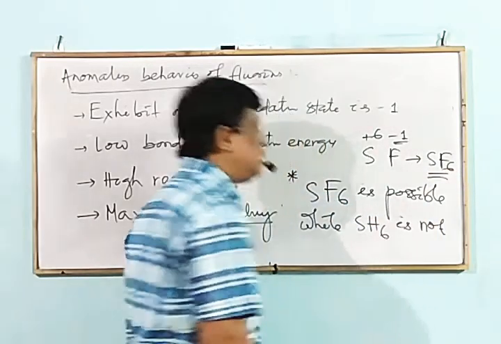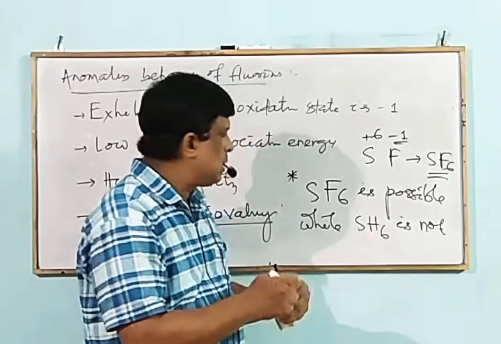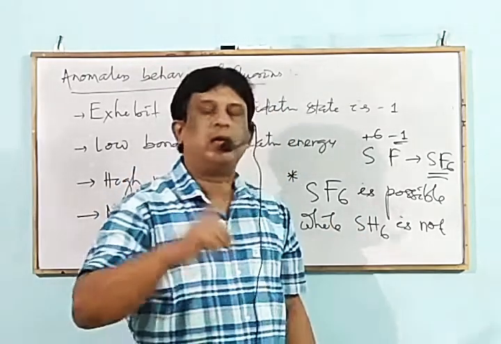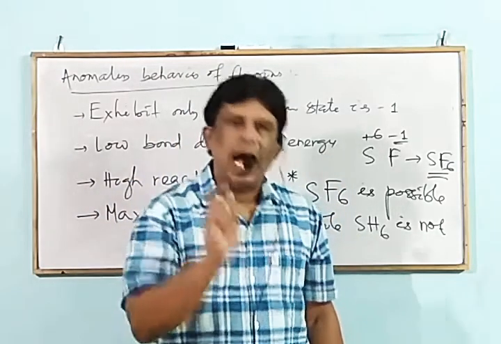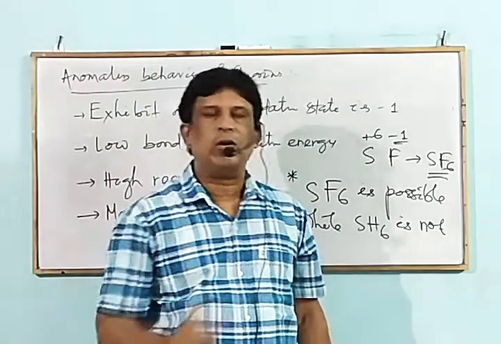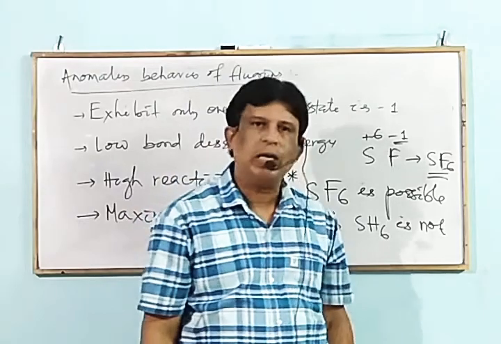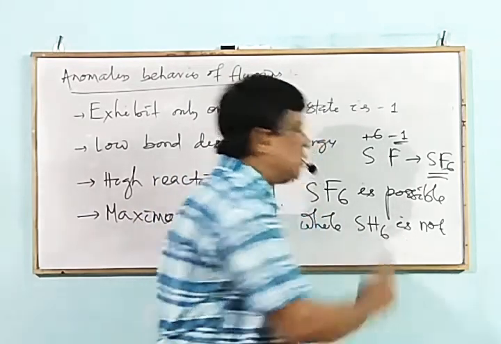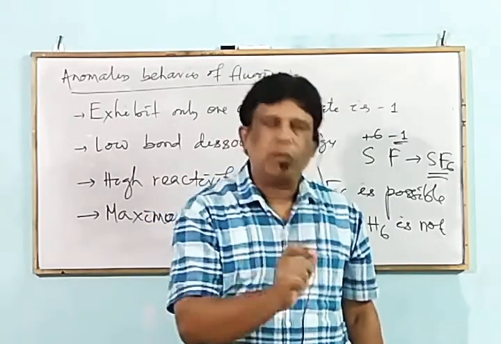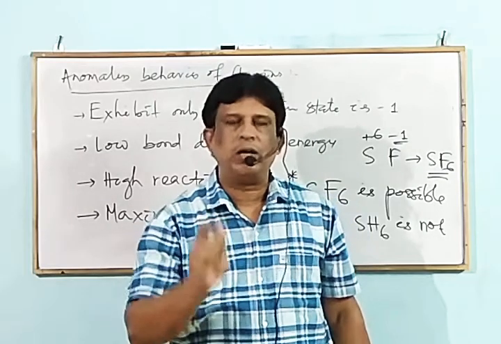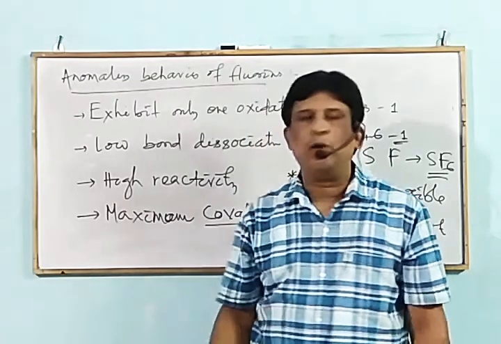On the other hand, no doubt hydrogen has small atomic size but does not possess a higher electronegativity in comparison to sulfur, as a result of which hydrogen is unable to excite the electrons, unable to increase the covalency of sulfur. That's why SH6 is not possible. I repeat again, it is a 2-mark reasoning question. Explain why SF6 is possible but not SH6. The main concept is maximum covalency.